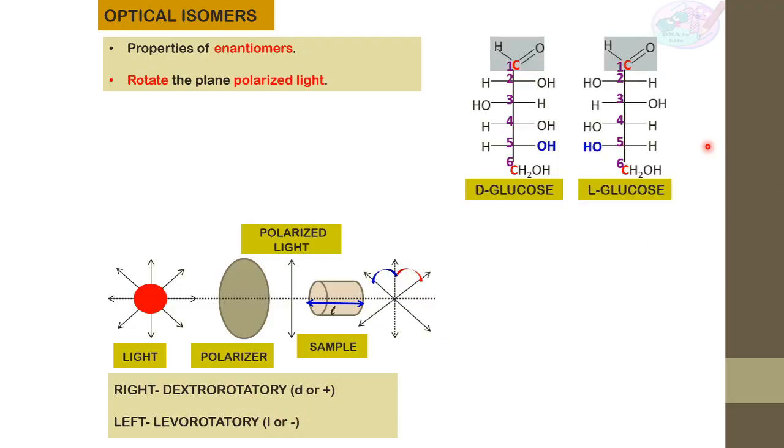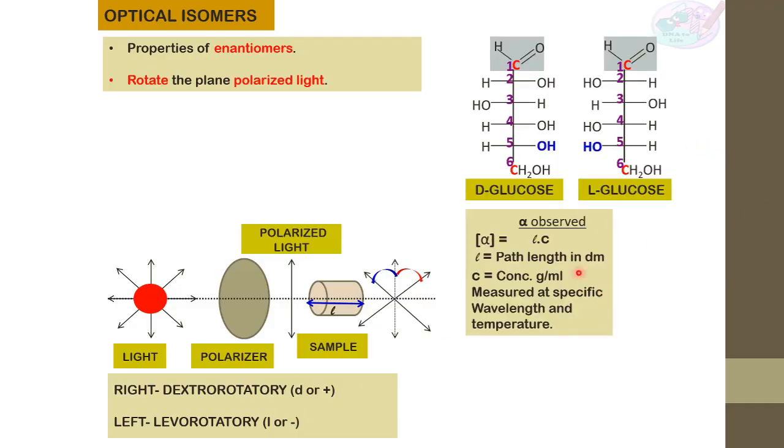So when we do this experiment, we get the value of optical rotation, and that is called alpha observed. This alpha observed depends on the length of the tube in which the sugar solution is kept and the concentration of the sugar. So whenever you change the length of the tube, or if you decrease or increase the concentration of sugar, you will always get a different value of alpha observed.